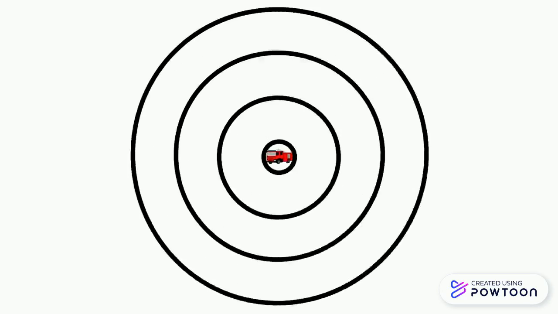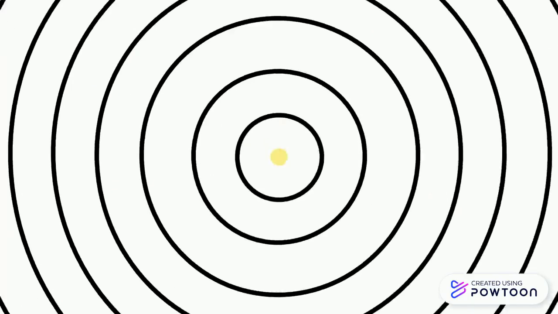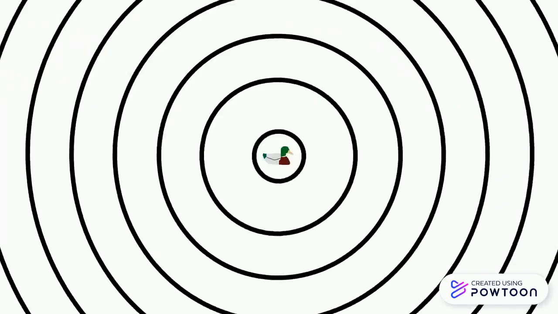So here's a thing that is emitting waves. It could be a fire truck emitting sound, it could be a star emitting light, it could be a duck creating ripples on a pond. Those are all waves, and they all look something like this.